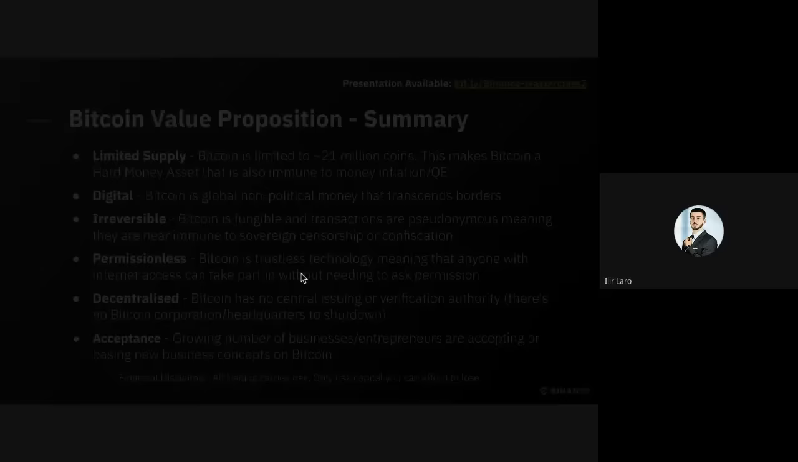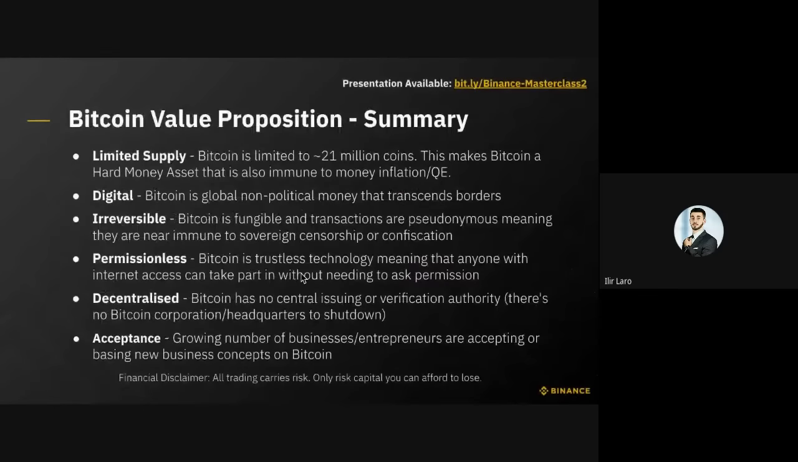Now, all in all, why is Bitcoin valuable? Why is Bitcoin such a revolutionary piece of technology? Well, first, Bitcoin is limited in supply, like we mentioned before. Bitcoin is limited to 21 million coins. This makes Bitcoin a hard money asset that is also immune to money inflation and quantitative easing, money printing.